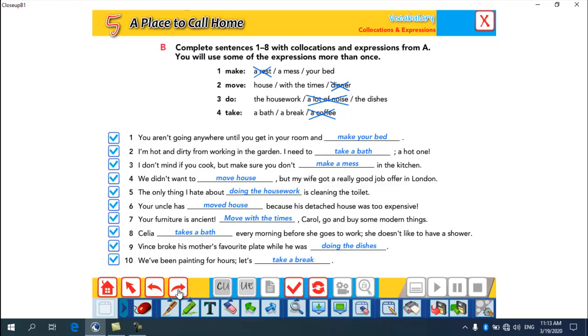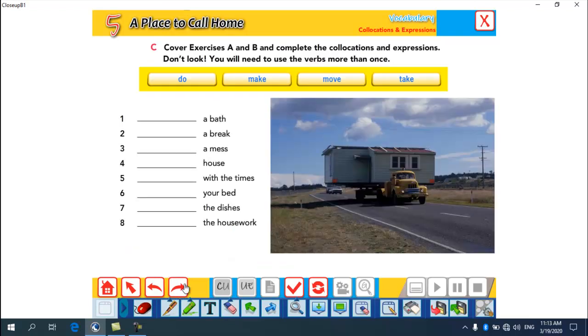Now we are in letter C. Cover exercises A and B and complete the collocations and expressions. Don't look. You will need to use the verbs more than once. Number 1. A bath. Take a bath. That's right. Number 2. A break. Who can answer? That's right. Take a break.